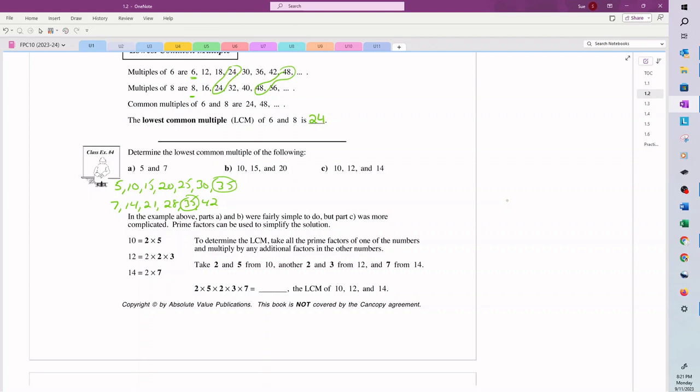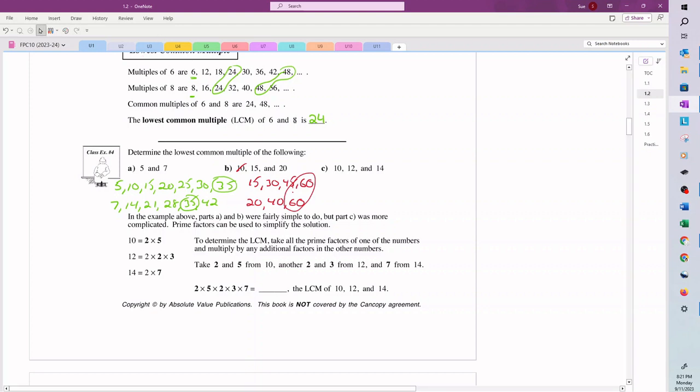For 10, 15, and 20, there's a little bit of a shortcut that you can take here because 20 is a multiple of 10, so anything that's a multiple of 20 is also going to be a multiple of 10. So I can actually just ignore the 10 and write out multiples of just these two numbers. So I got 15, 30, 45, 60. Multiples of 20 are 20, 40, 60. And notice that these are also multiples of 10. So I don't need to worry about the 10. And then my lowest common multiple here is 60. The 10, 12, and 14, I just don't feel like writing out, so we're going to skip that one.